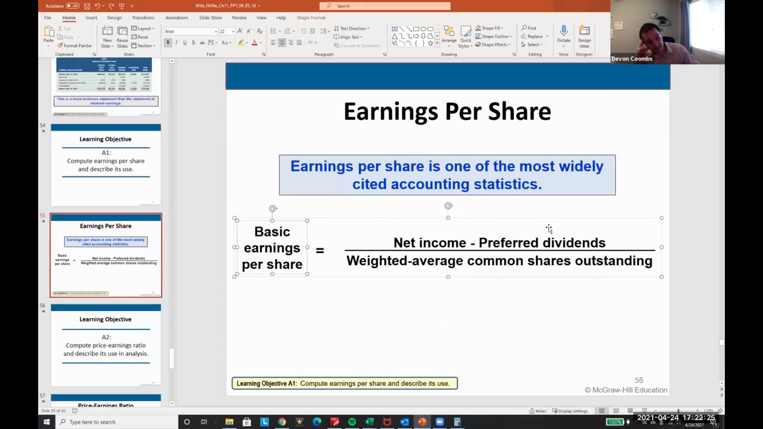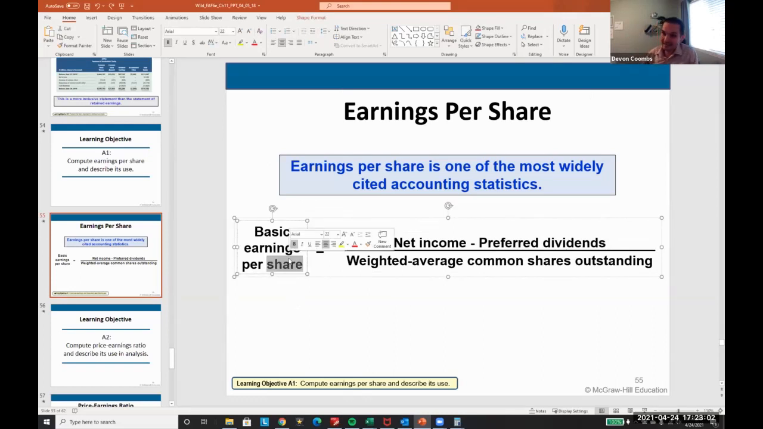Basic earnings per share is the net income minus preferred dividends over the weighted average common shares outstanding. What does this mean? Shares get issued throughout the year, either through stock-based compensation, where employees get shares, or investors might buy more shares. We take the weighted average common shares outstanding over the period to figure out an average amount, and then take our income, but we have to subtract out any preferred dividends in order to find our basic earnings per share.